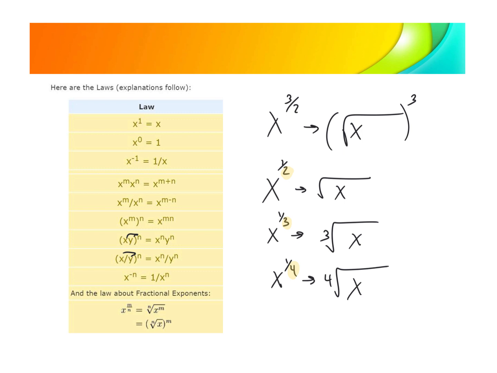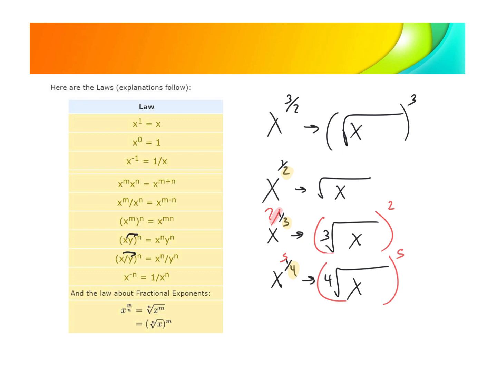Now the numerator, if we were to change it, let's say this is now 2, this is going to become the entire thing raised to the 2nd power. Let's say this is to the 5th power. This is now all of it raised to the 5th. This is just different ways of writing it.